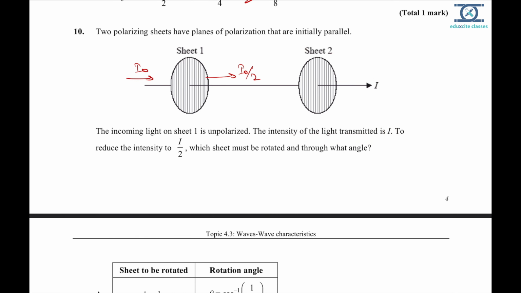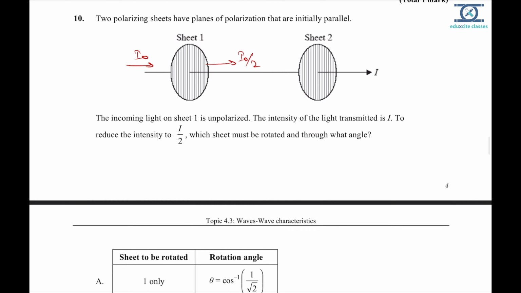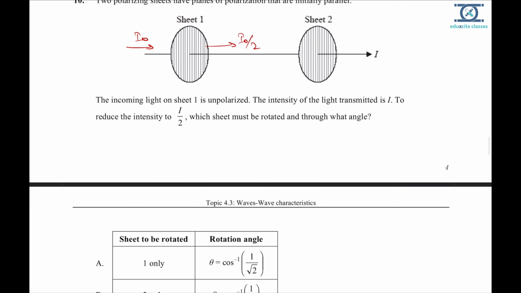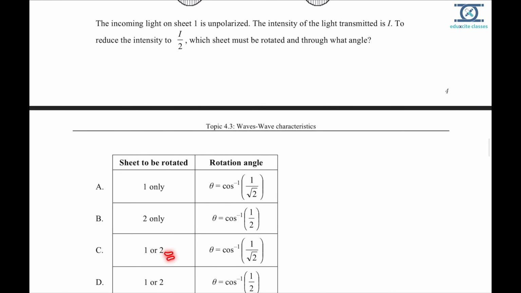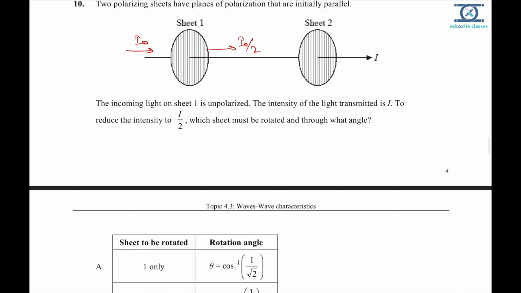To reduce the intensity to I by 2, which sheet must be rotated and through what angle? There is no sense of rotating sheet 1, because even if you rotate, it will have I naught by 2 only, because this light is unpolarized. So always you will get I naught by 2 irrespective of its plane. So sheet 1 only, there is no effect, 2 only, or 1 or 2, either you rotate. So let us check what should be the angle.